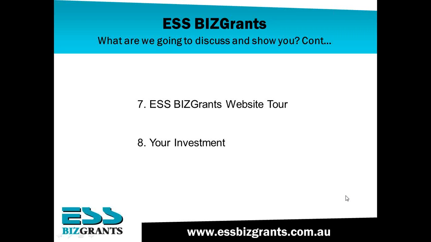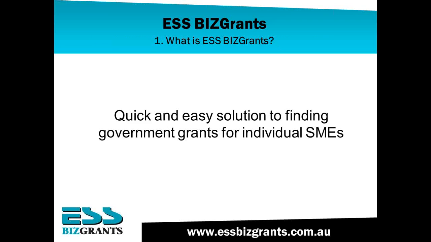So we're going to go on to the website and we're going to talk about your investment. Now your investment's at a discounted rate at present of $450 plus GST, so that will give you a total cost of $495 including GST for 24/7 access to ESS BIZGrants for a 12-month period. That's access to your office, so you can have any number of authors you like.